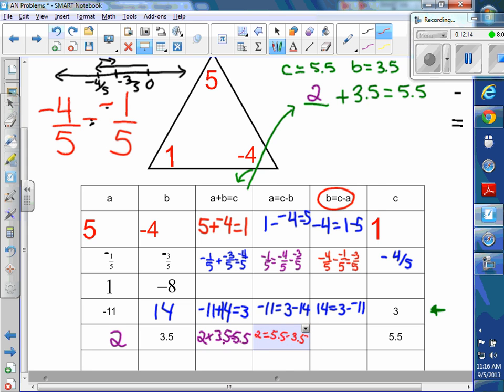You like that table feature? Kind of pops it in there. Last one, 3.5 equals 5.5 minus 2. Yeah. Good. All right. Raise your hand if that makes sense. Could you do it on a quiz? Okay.